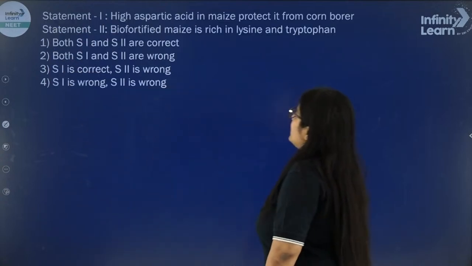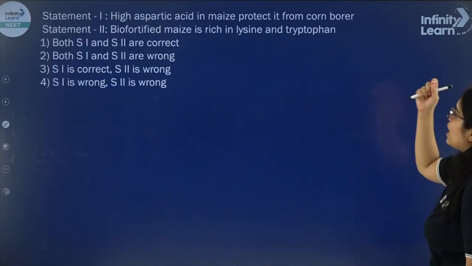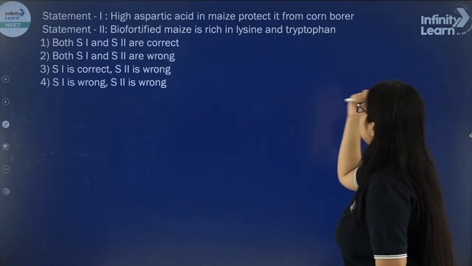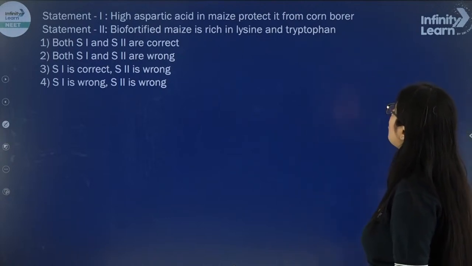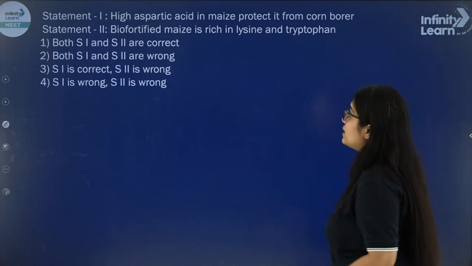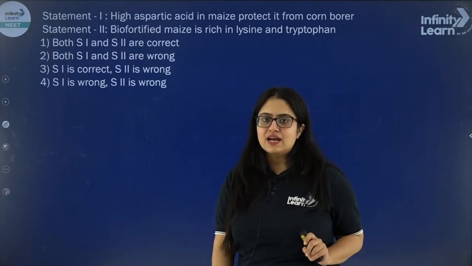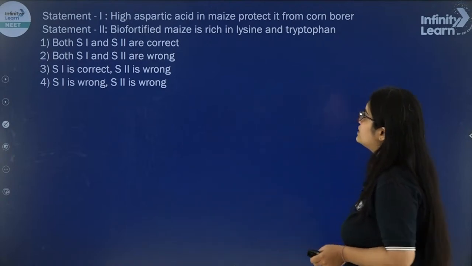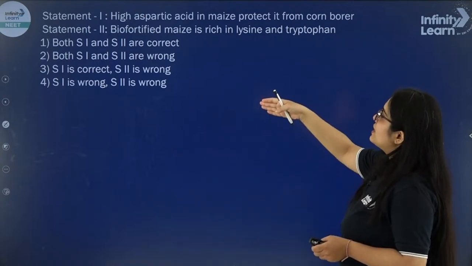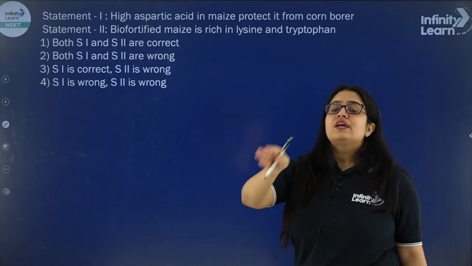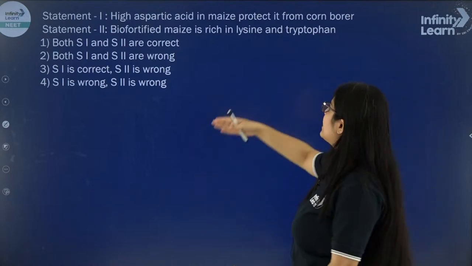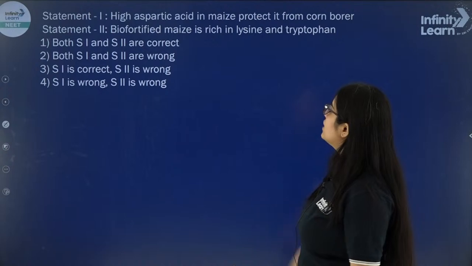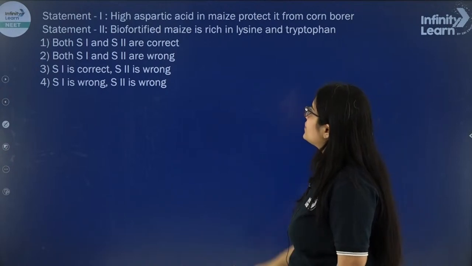Next question, statement 1 and statement 2. Okay, so high aspartic acid in maize protects it from corn borer. This is in fact correct. Now, let me complete this statement from NCERT, plant breeding, chapter 9, class 12. It is given that high aspartic acid, low nitrogen and sugar are responsible, my dear students, to protect the maize from the borers, corn borers.